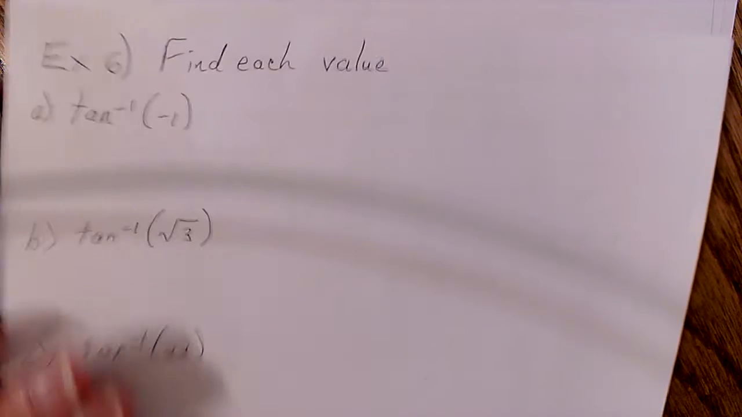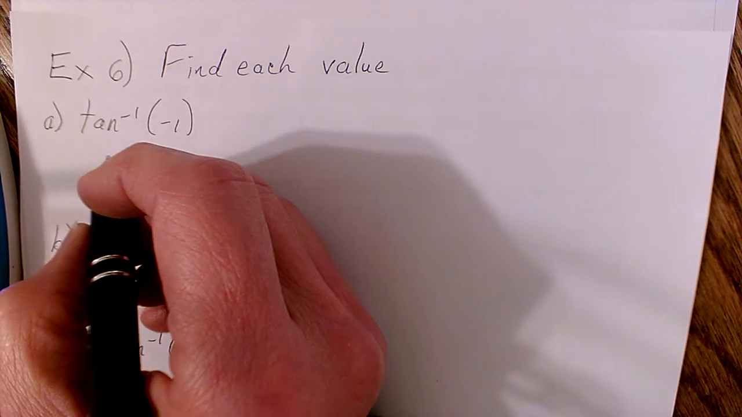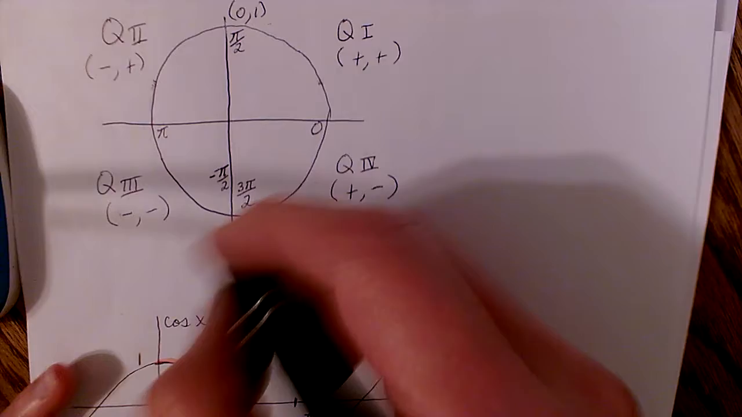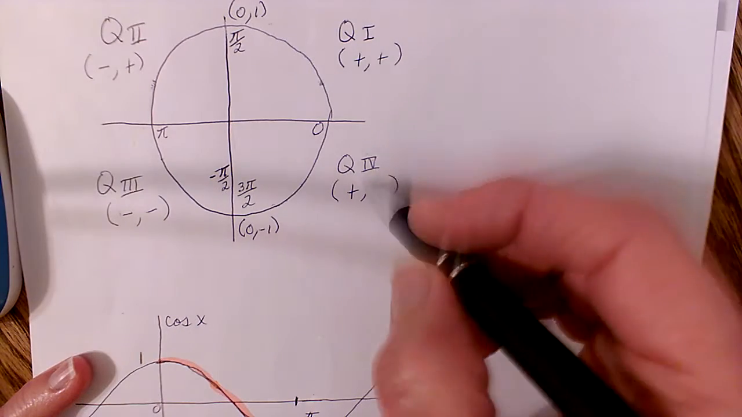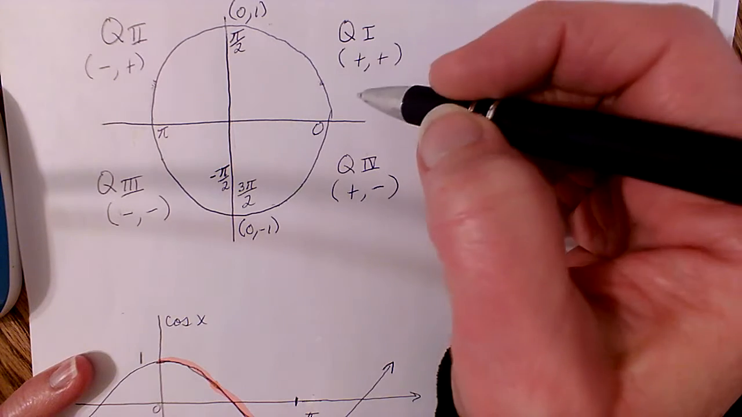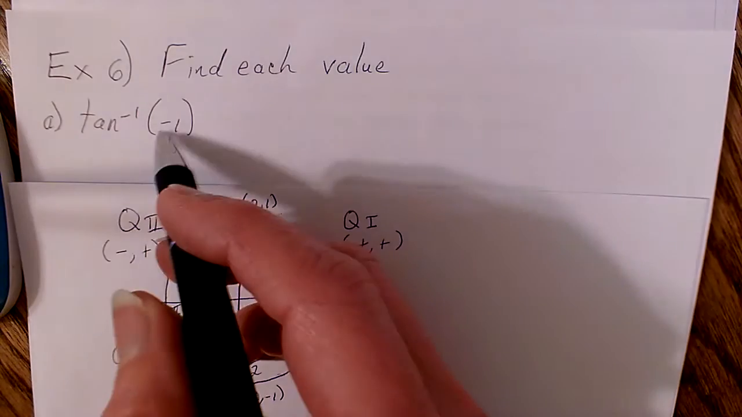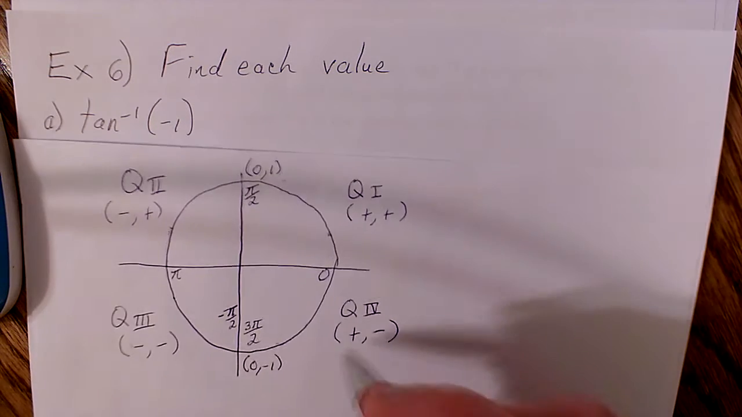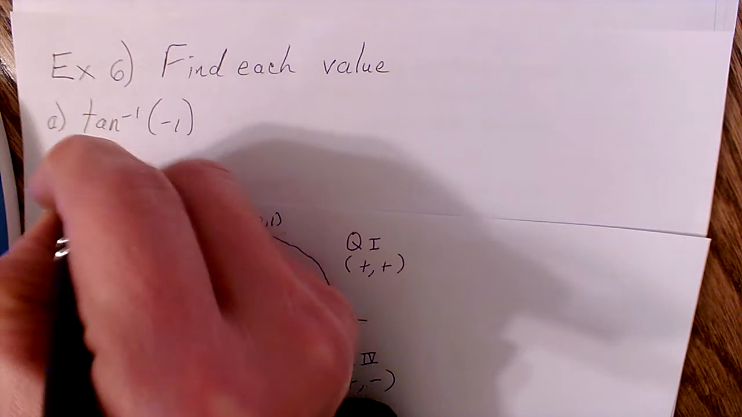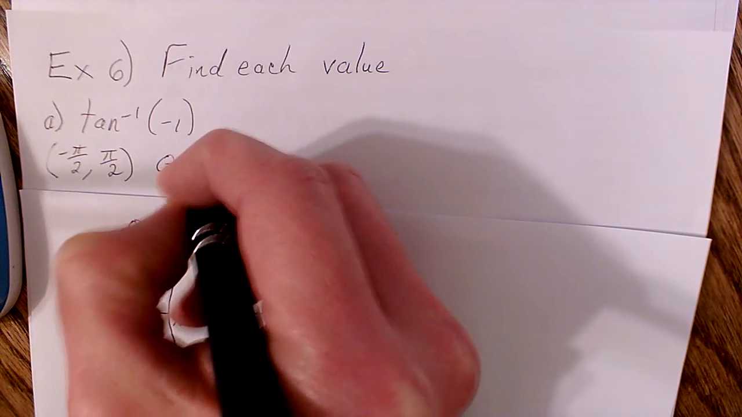So let's now work some problems that involve the inverse tangent of x. If we are trying to find the inverse tangent that gives us negative 1, first of all, let's recall that since we're going between negative pi over 2 and pi over 2, that means we're dealing with quadrant 1 and quadrant 4. Our tangent values are positive in quadrant 1, and we'll get negative ones down in quadrant 4. We're after an angle that gave us a negative tangent, so it must be in quadrant 4.